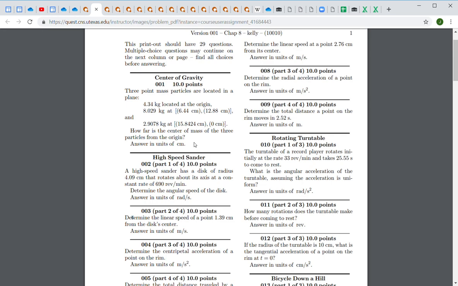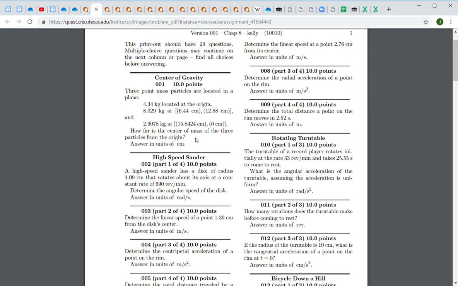But we use the definition of center of mass. The x-coordinate of the center of mass is m1 x1 plus m2 x2 plus m3 x3, all divided by the total mass, the sum of the masses. And the same thing for the y-coordinates with the y's in there. So you find the x-coordinate of the center of mass, find the y-coordinate of the center of mass. If you leave the numbers in centimeters, then those coordinates of the center of mass will be in centimeters.